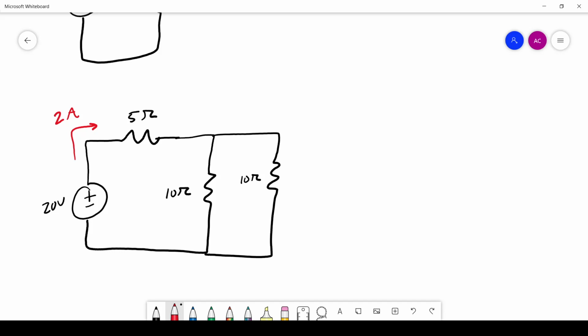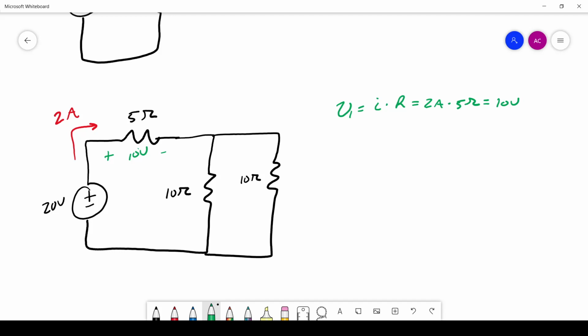There's nowhere for this current to go except through this 5 ohm resistor, so that means we know the current in this 5 ohm resistor is 2 amps. So we can solve, I'll use the green color here, we'll call that V1. V1 is going to be equal to I times R. That's 2 amps times 5 ohms, 10 volts. I'll erase that V1. We have a 10 volt drop across that resistor.